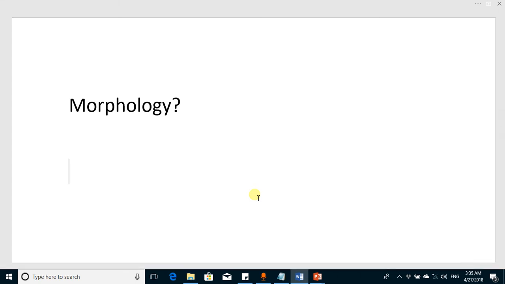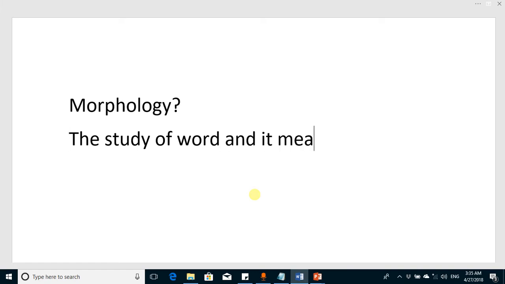Viewers, now we are going to study morphology. Morphology is actually the study of words. Here we study words and their meanings. In morphology, we analyze the word and try to find the subparts of the words, and then we analyze those subparts for their meanings.